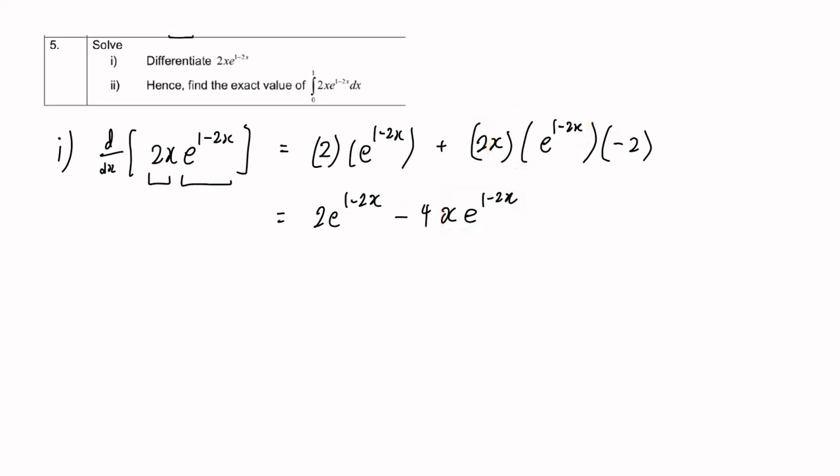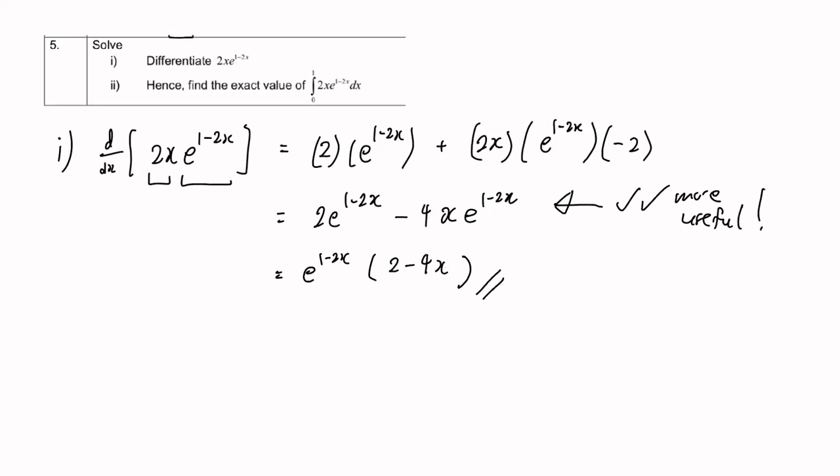Then you might say, oh, I see a common factor e^(1-2x), and try to factorize it. But I guarantee you that this will make your life worse. If you see a factor 2 and factor it out, it will also make your life worse. Instead, this version is more useful, because with separate terms you can integrate term by term.